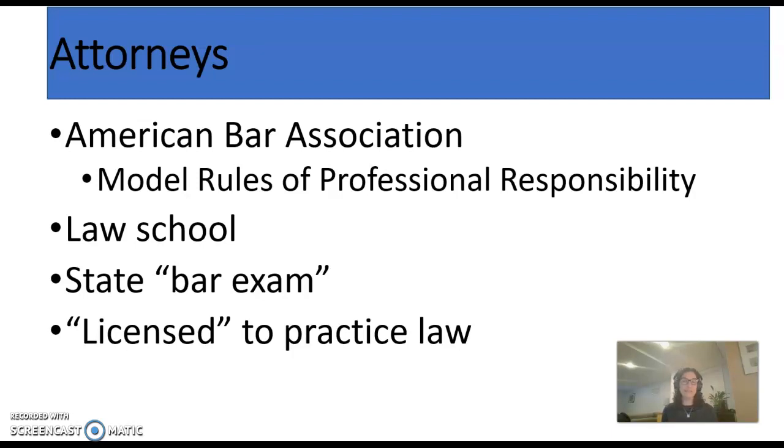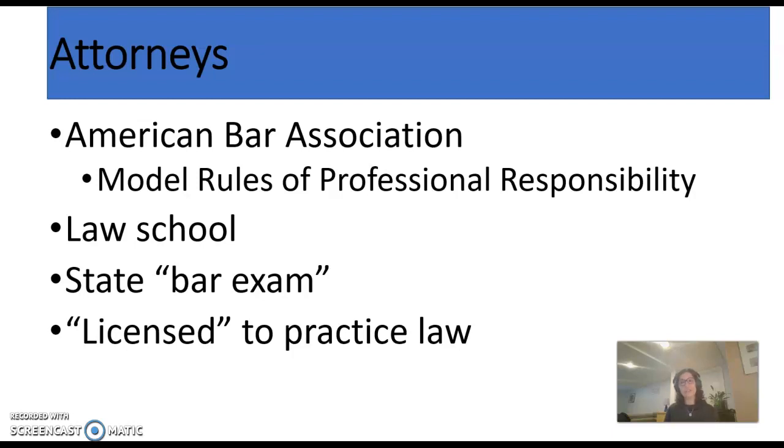All state bar exams have two parts. You are tested on some state-specific laws, like if you're in Massachusetts or New York or California. But there's another part of the exam called the multi-state exam, where you're tested on laws generally for all 50 state jurisdictions. And in most jurisdictions, you need a certain score on the multi-state and the state-specific part in order to pass the bar exam. So in order to practice law, you have to go to law school. You do have to take a bar exam and score at a certain level according to what those state standards are. And at that point, you are eligible to practice law in that jurisdiction.